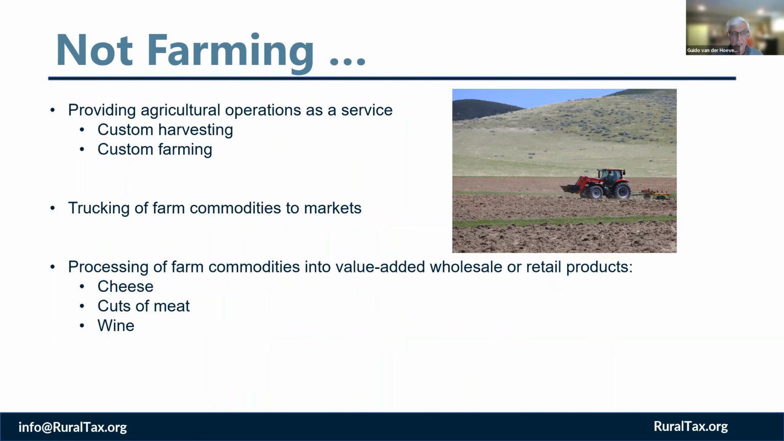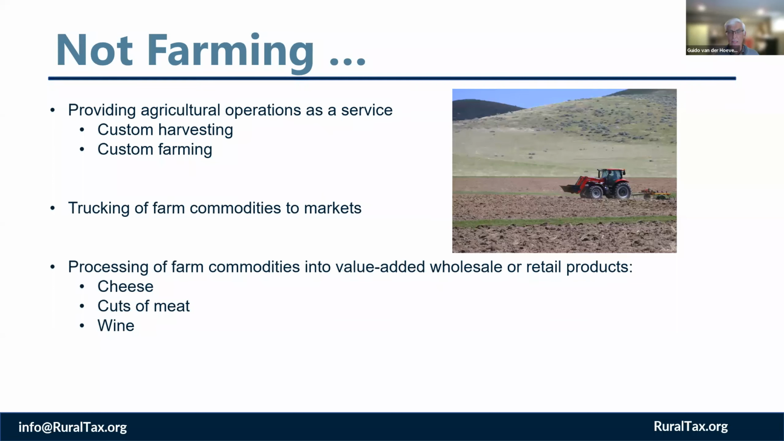So I've just got 3 examples here: cheese, cuts of meat, and wine production. Getting the milk out of the dairy cow, whether it be a Jersey or a Holstein or a Guernsey, and then taking that raw milk and making cheese out of it, that cheese is not a natural farm product because it has gone through some kind of processing. Similar with cuts of meat and wine. So there is that process that goes through for that end product, either in the wholesale or the retail market.